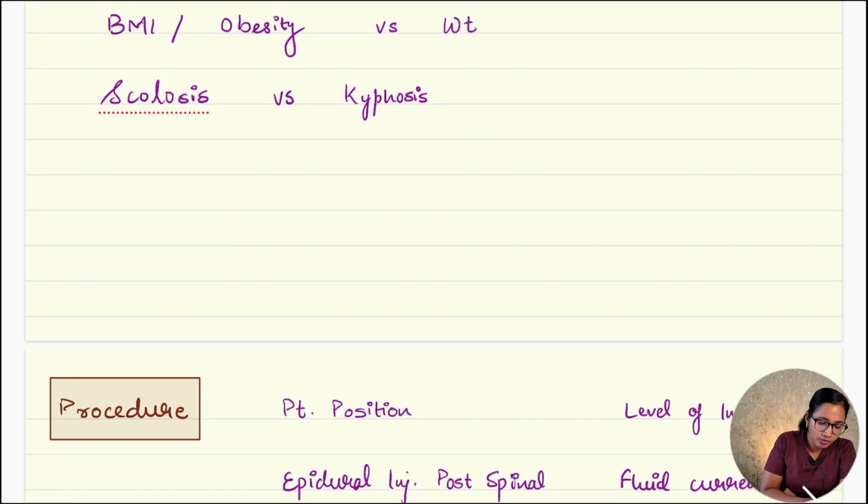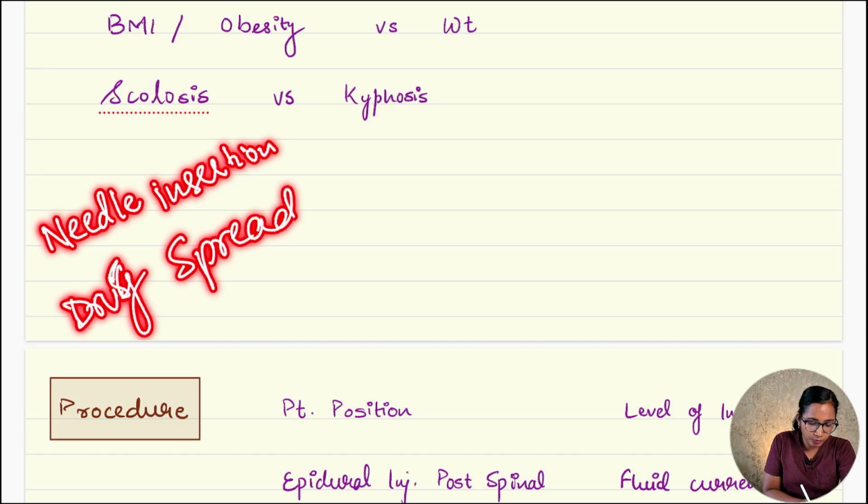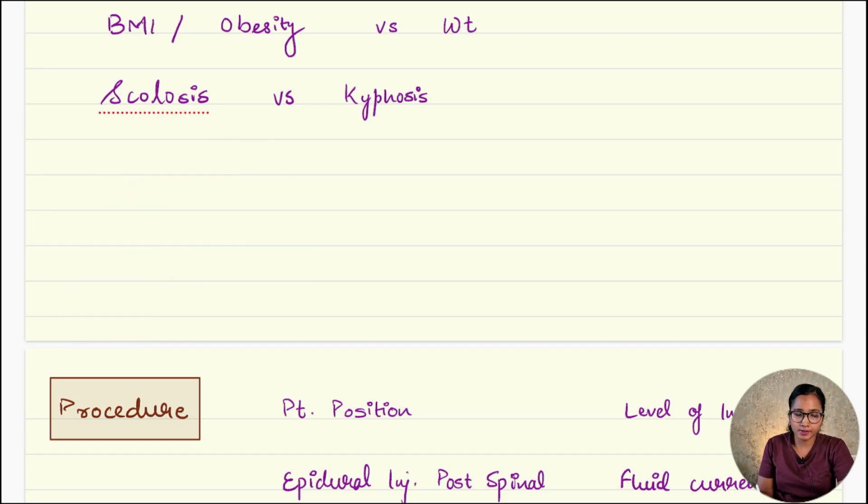We will discuss scoliosis and kyphosis. Scoliosis is lateral deviation of the spine and kyphosis is anteroposterior deviation of the spine. We will discuss in two terms, needle insertion and predictable drug spread. So these are the 2 points in which we will discuss scoliosis and kyphosis.